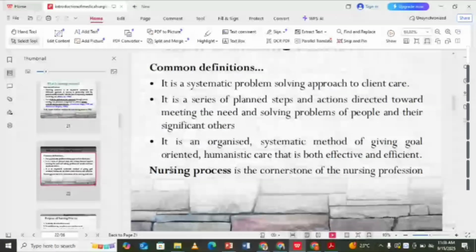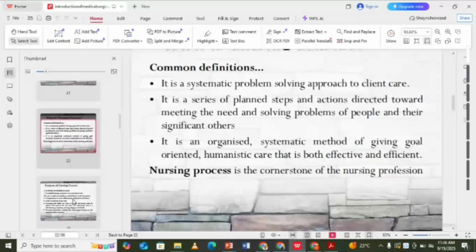Nursing process, the cornerstone of the nursing profession. You cannot practice nursing, like I mentioned, if you are not competent and adequately grounded in the nursing process. Nursing process is what makes great nurses. So if you want to become a great nurse, just make sure that the nursing process is your good friend.